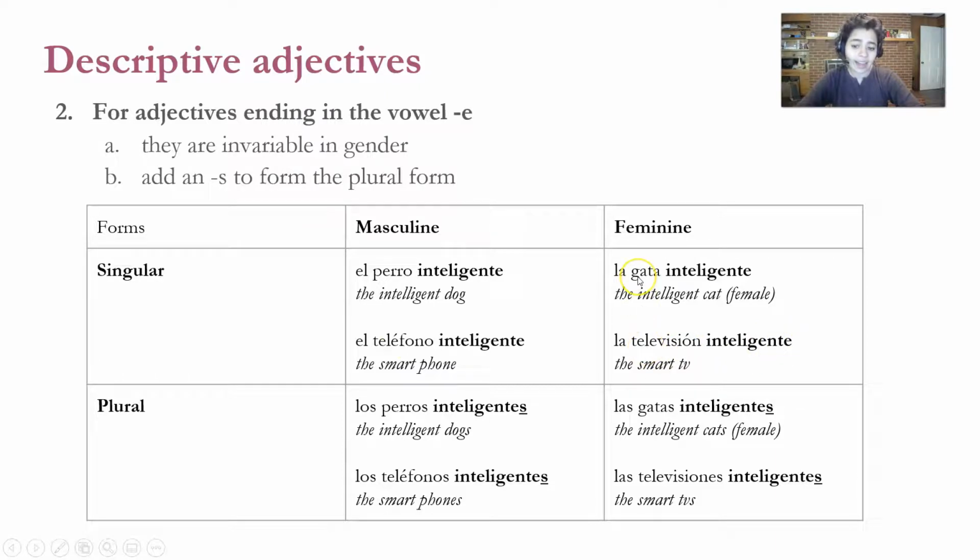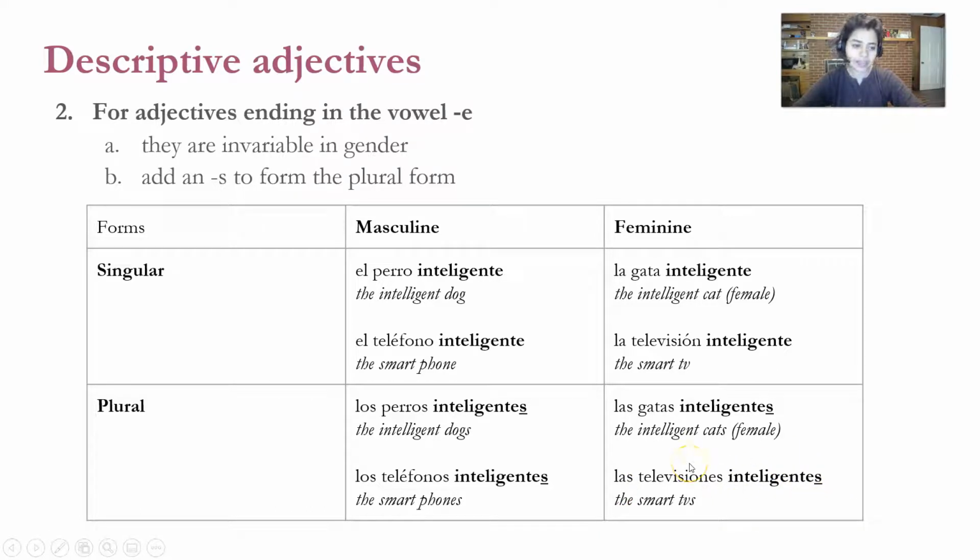La televisión and la gata are both feminine singular nouns. El perro and el teléfono are both masculine and singular nouns. And as you can see, the adjective inteligente is invariable, it always stays the same. Then, to form the plural forms of the adjectives, you have to add an S, since the adjective ends in a vowel. So, los perros inteligentes, los teléfonos inteligentes, las gatas inteligentes, las televisiones inteligentes.